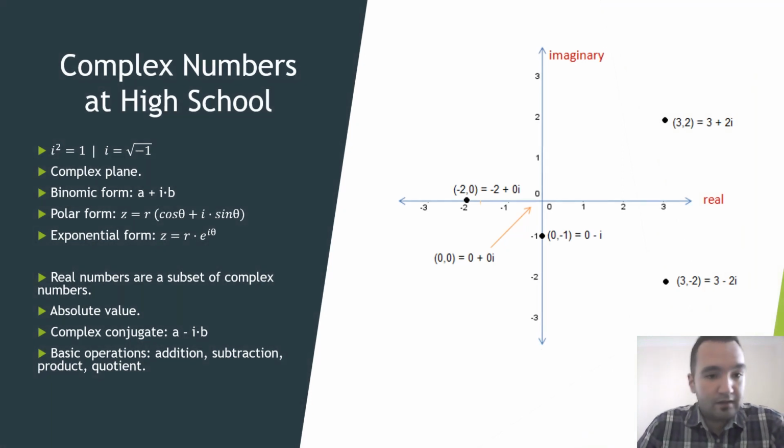So first of all, when we are at high school, we deal with complex numbers in a very easy and simple way. We say that this is just a subset of R2, R by R. So it's a set of two different real numbers that we can write as one real number plus the complex unit times another real number.